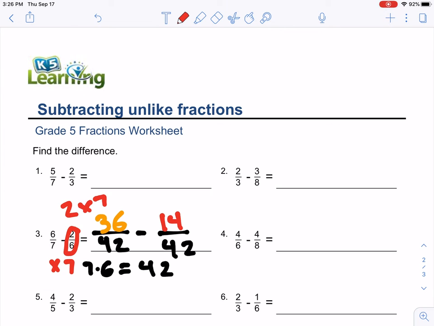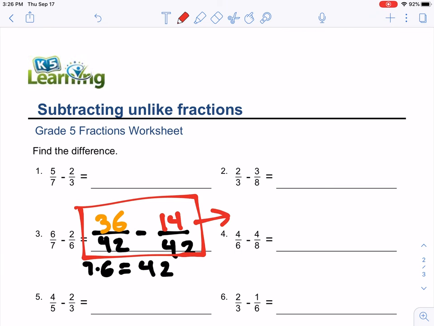Then we just solve this problem now that we have it. I know it's going to be over 42, and you have 36 minus 14, which gives you 22. Looking at this, I know that 2 goes into both of these, so I'm going to divide both by 2 to simplify it. And you get 11/21.